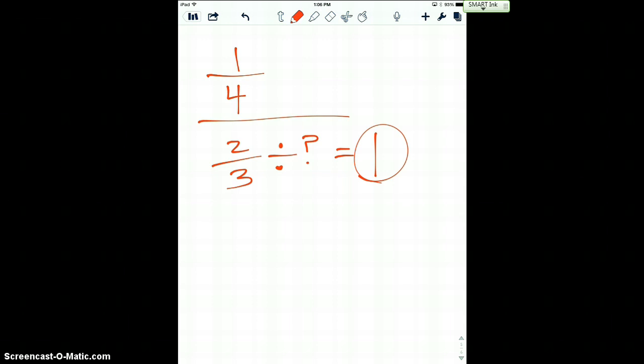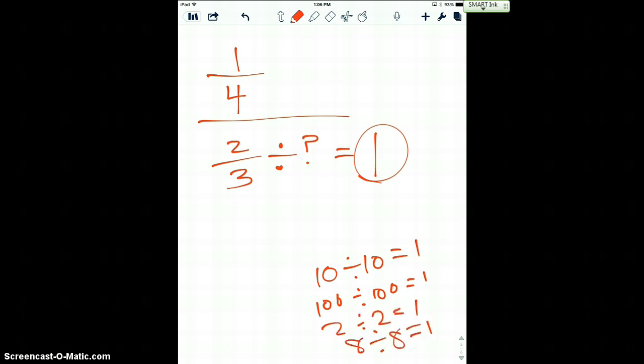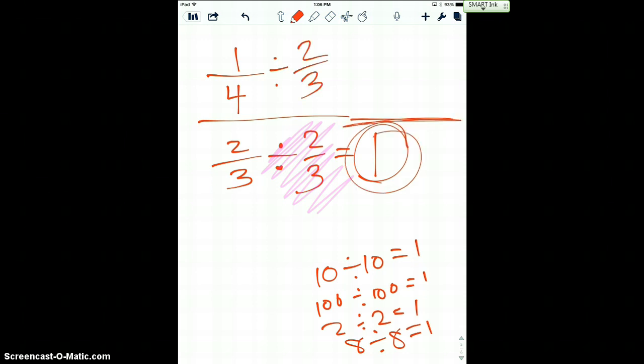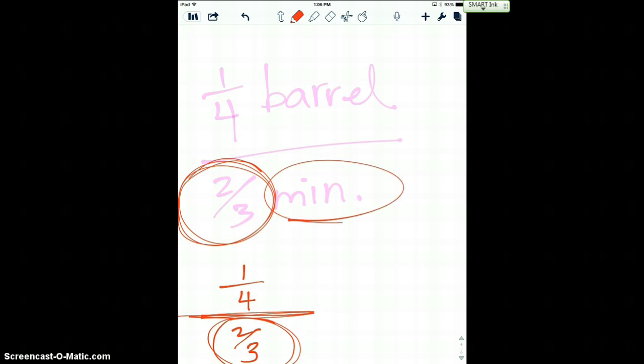Well, as I told some people in class, 10 divided by 10 is 1. 100 divided by 100 is 1. 2 divided by 2 is 1. 8 divided by 8 is 1. I could keep going and going, but let's say I go to 2/3. 2/3 divided by, got it, 2/3 is 1. So if I do this to the denominator of my ratio, I have to do the same thing to the numerator. So I've morphed the denominator into 1 of what we want, 1 minute.